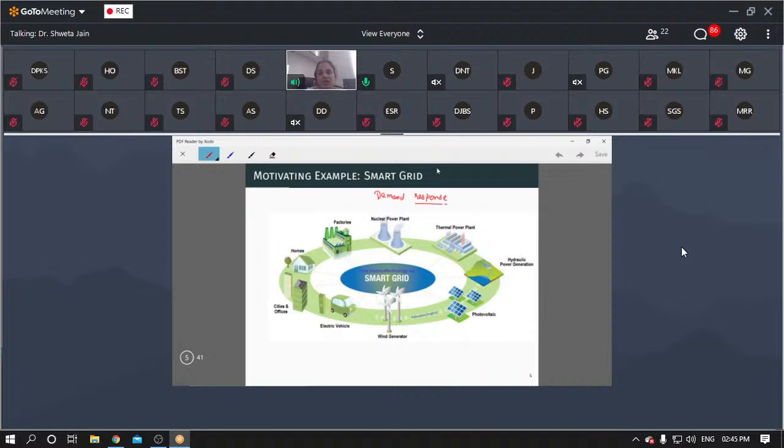And typically, when I talk about demand response, suppose there is a distributor company, the company that is distributing the electricity. They want to reduce the consumption, and they want to ask the consumers to reduce their electricity load by paying something. Right.